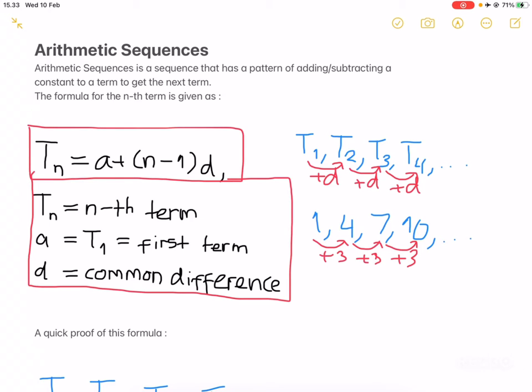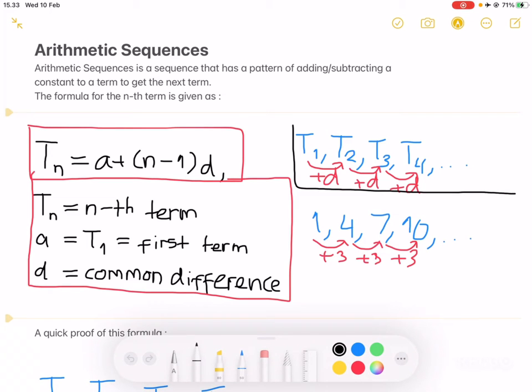So basically, arithmetic sequences are sequences that have a pattern of adding or subtracting a constant, and that constant is usually known as the common difference. And then you add that common difference to a term to get the next term. So an example of an arithmetic sequence is like so. T1 is the first term, T2 is the second term, and so on. So notice you add a common difference of d, d for difference. And then this is constant for every two consecutive terms.